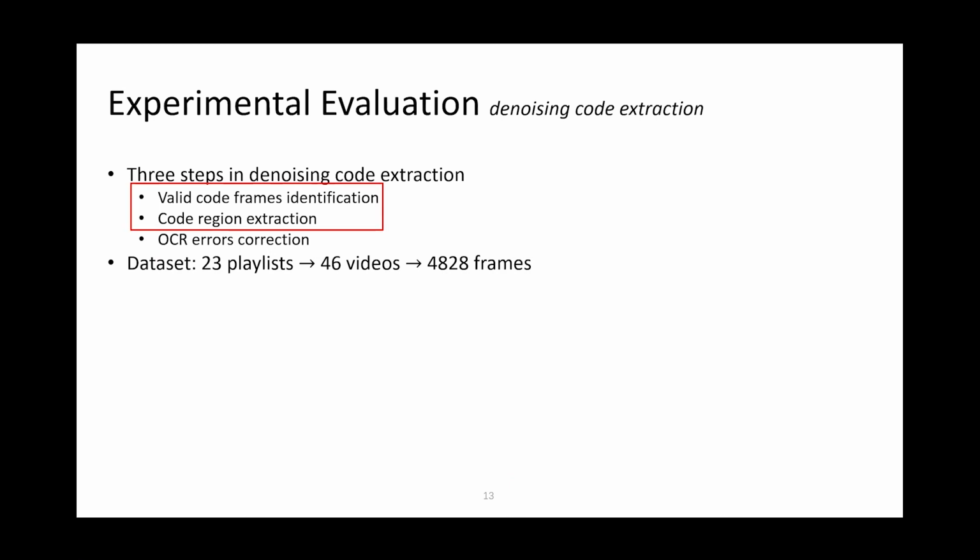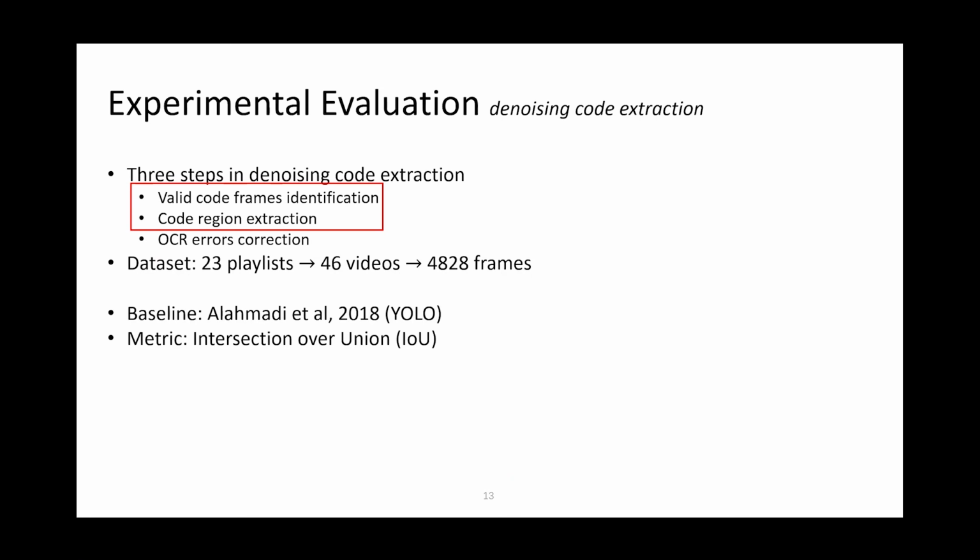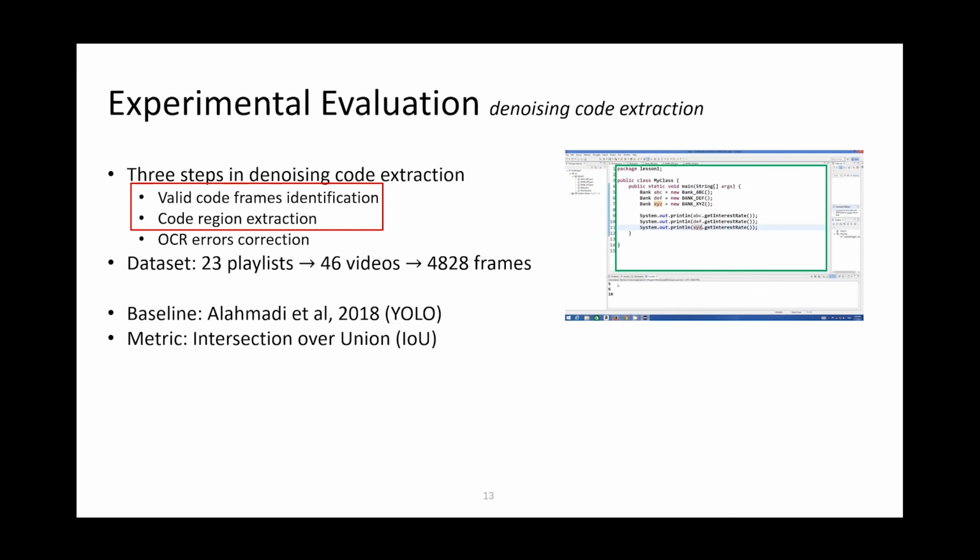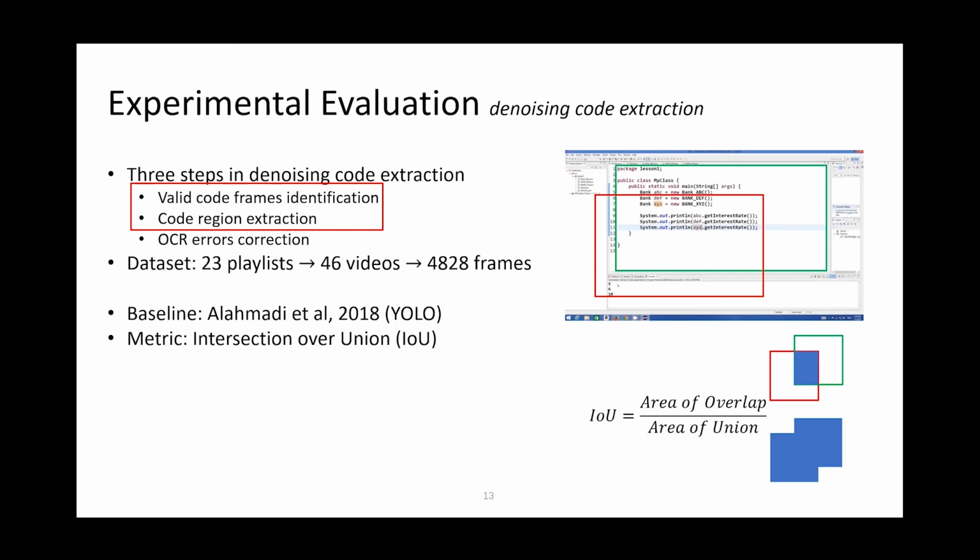For the former 2 steps, we use the approach of Alamadi's work as our baseline, where a YOLO network is applied to identify valid code frames and crop the code region simultaneously. Here, we use the metric intersection over union to measure the accuracy of the predicted code region bounding box. In this frame, the green bounding box is the annotated ground truth, while the red one is predicted by the model, and the IOU is calculated by dividing the area of overlap between bounding boxes by the area of union. A higher IOU suggests a more accurate predicted bounding box.